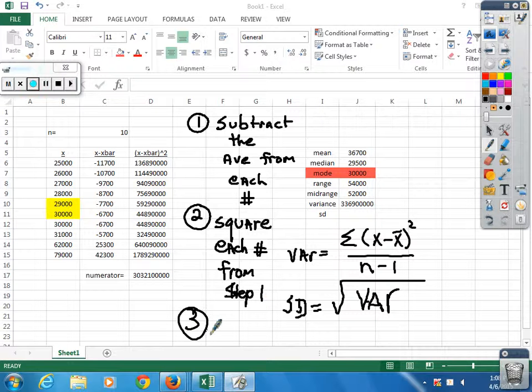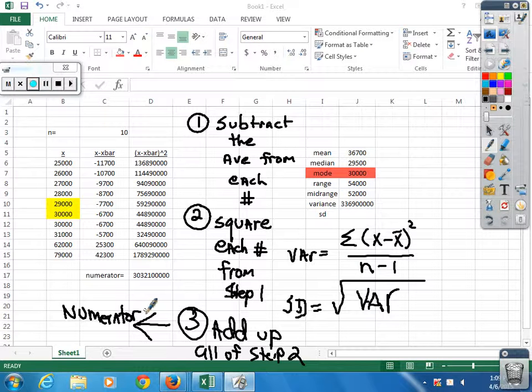Three, add up all of step 2, and that will give you your numerator. And step 4 is divide the numerator by n minus 1, and that'll give you your variance.